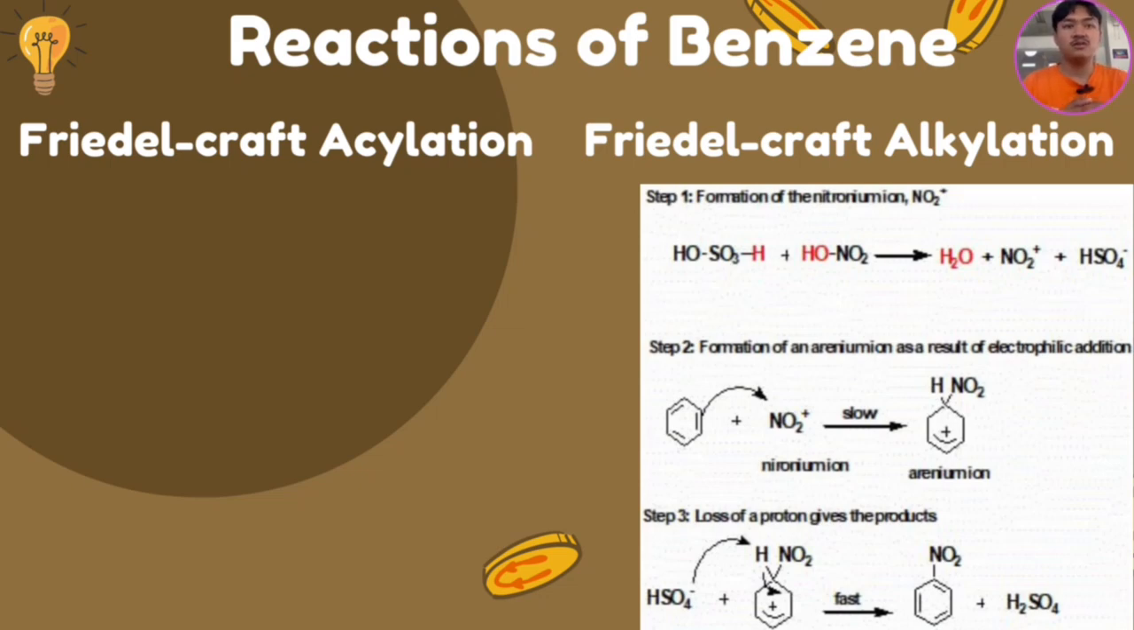To form a non-aromatic carbocation, the pi electron of benzene ring attack on the electrophile. It undergoes the formation of nitronium ion, which is basically NO2+. The formation of an arenium ion as a result of an electrophilic addition, making this the third electrophilic process. As it goes, it will lose a proton to produce the final product.